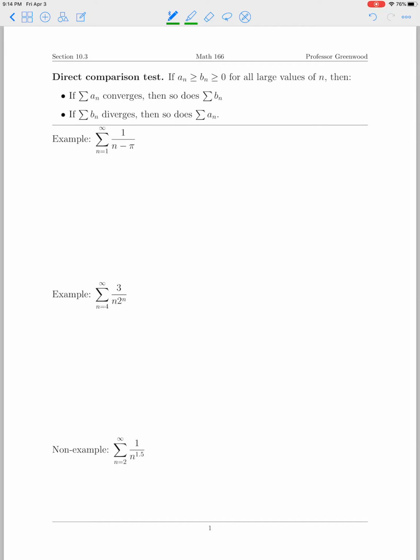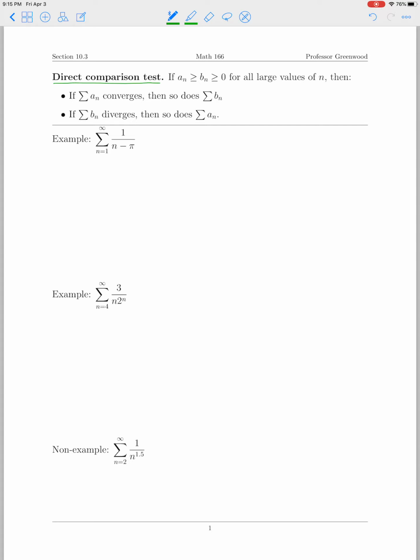Last class we talked about the integral test, which was a way of comparing a series to a corresponding integral to figure out whether or not the series converged. Today we're going to look at a couple different tests that will also help us determine whether or not a given series converges. The first one we're going to look at is called the direct comparison test.